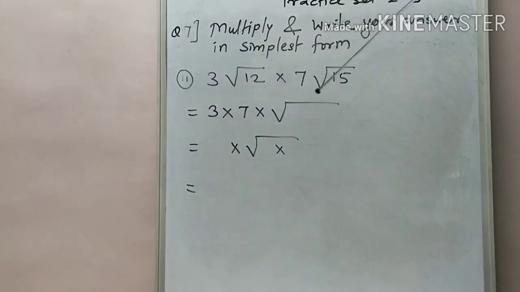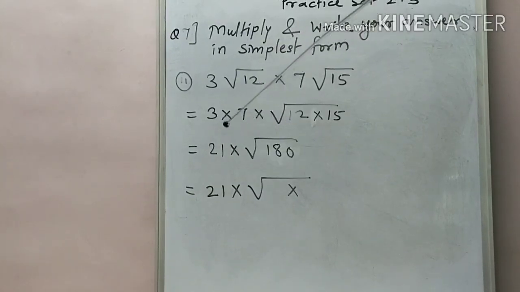Okay students, now try the second one, 3 root 12 into 7 root 15. Here also, as we observe, the order is the same, so we do the product of the rational numbers, 3 into 7, and under the radical sign we do the product of these radicands, 12 into 15. So do this product and give me the answer.